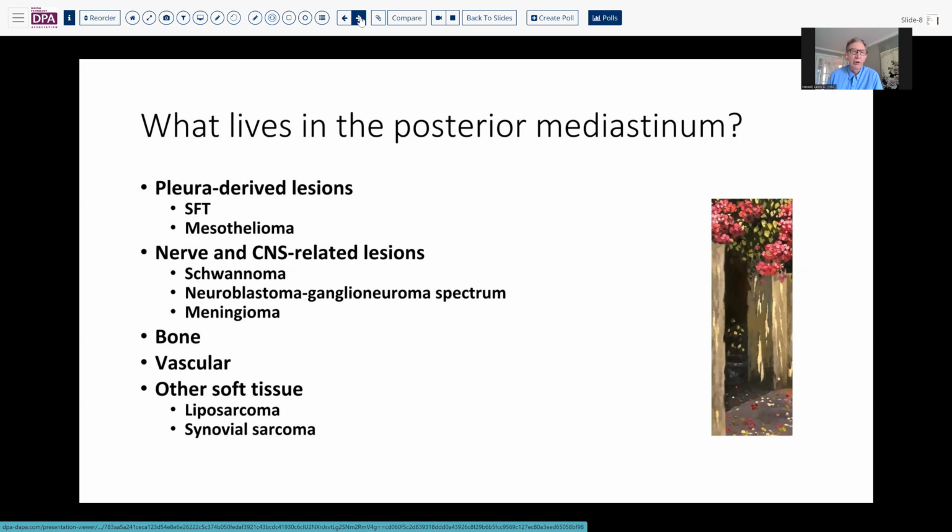But we should think about pleura-derived lesions, solitary fibrous tumors for example, or mesotheliomas rarely. Also, because we've mentioned nerves, CNS-related lesions and nerve lesions like schwannomas, neuroblastoma, and ganglioneuroma, and even meningiomas that can protrude away from the central spinal canal can occur here. Then, of course, you have the bone lesions in the ribs and in the spine, as well as occasional vascular and other soft tissue lesions, such as liposarcoma or synovial sarcomas.